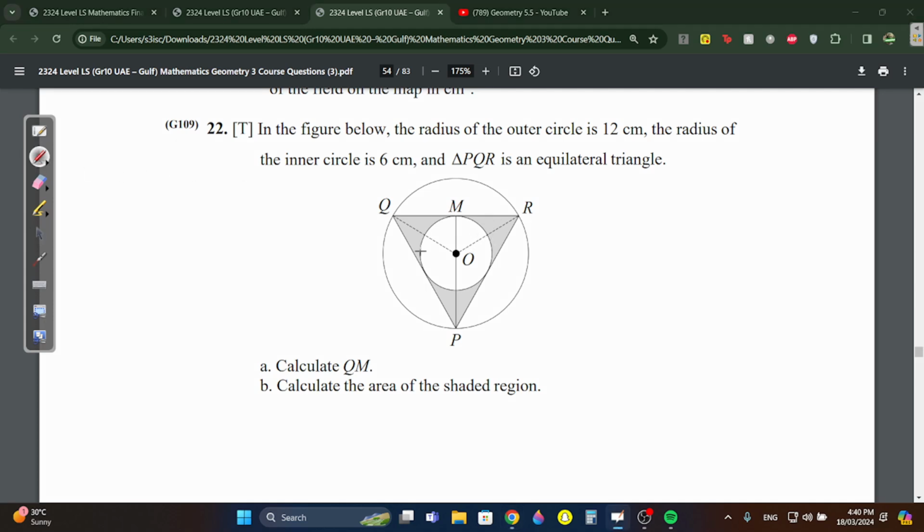Okay, this is very easy. Let me check. Wait. If I look at it like this, OMQ. Look at what they have drawn for you. Yeah, they want QM. You can make this triangle over here, OMQ.